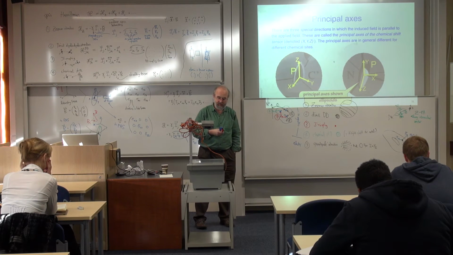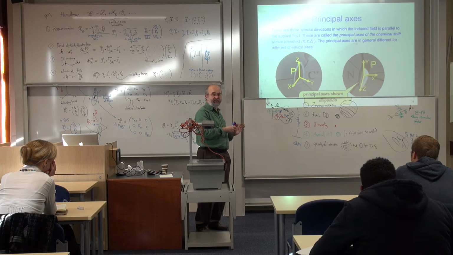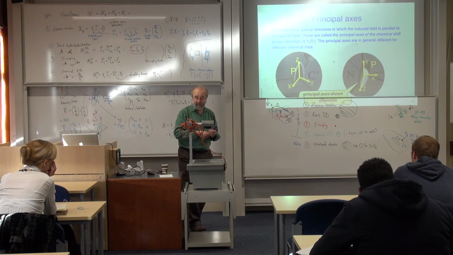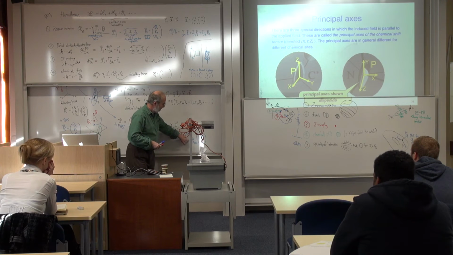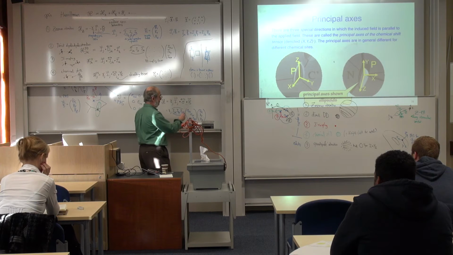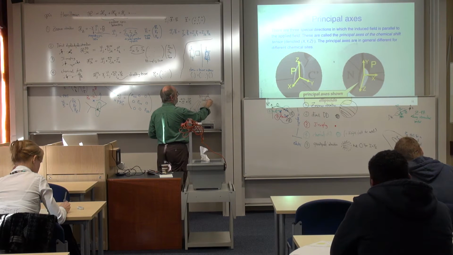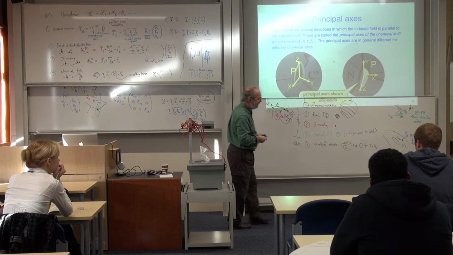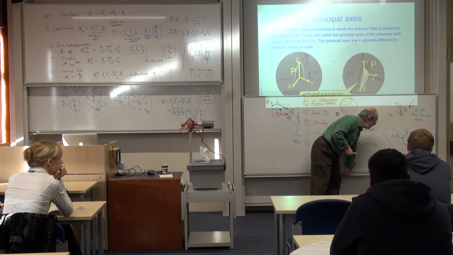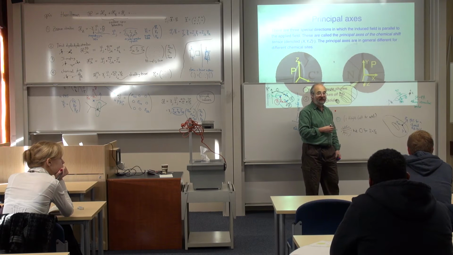The main thing I'm really trying to get across here is that to specify a spin interaction of this type, which is the type you always need in solids, and also in liquids if you're doing relaxation theory, you need to specify three numbers, which are called the principal values, and also the direction of the principal axes. And in fact, you need three numbers to specify the direction of the principal axes as well.